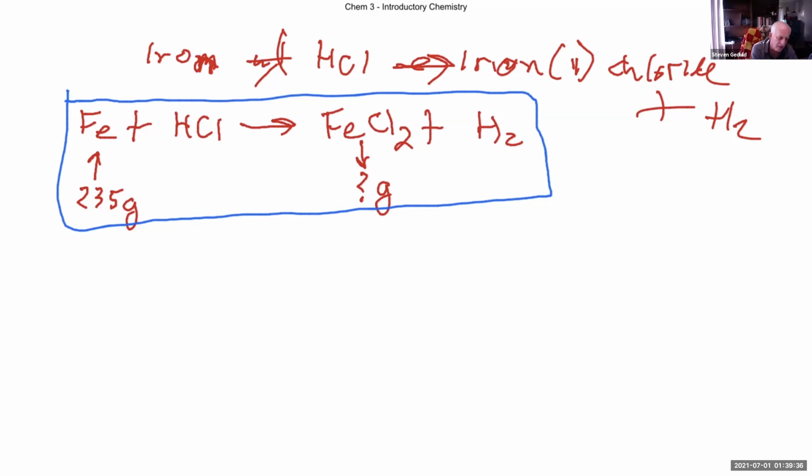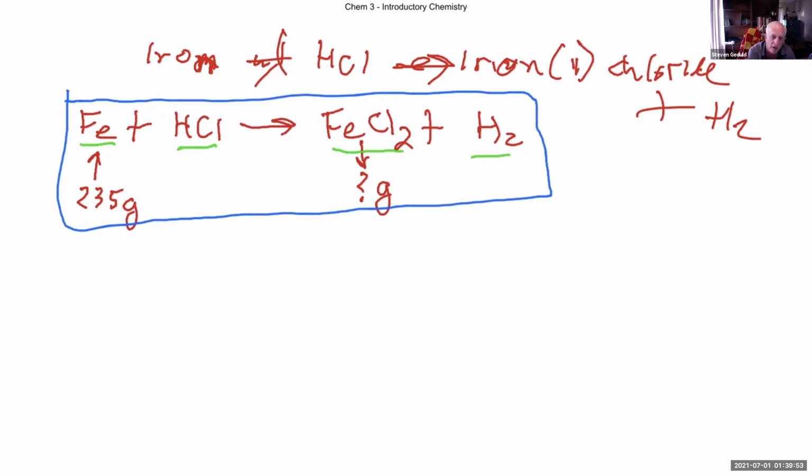I can see I'm going to start with iron. Okay, we start with iron. We react hydrochloric acid. We produce iron chloride and hydrogen. So the first thing we do is balance our chemical equation, and that tells our molar relationships.